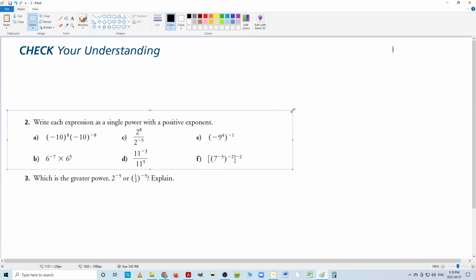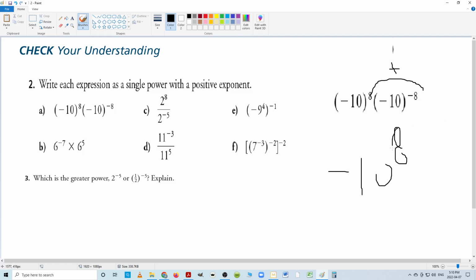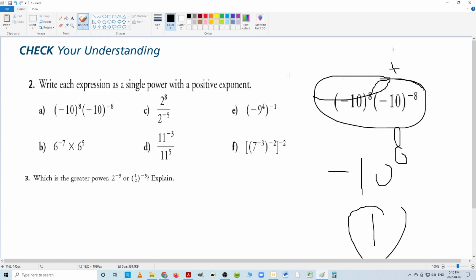Now, when things have the same base, that's the only time you can add their exponents. These are indeed both minus 10s. So if they're multiplying, this is the same base times the same base, so I'm allowed to add their exponents. What's plus 8 plus minus 8? It's the same as 8 minus 8, which becomes minus 10 to the 0. Now anything, doesn't matter what it is, to the power of 0 is simply 1. So the answer to this is 1.